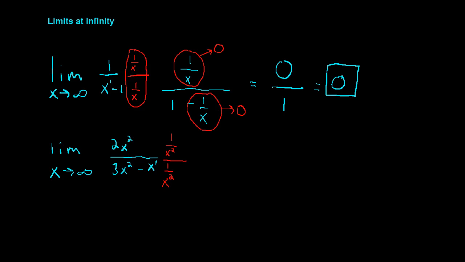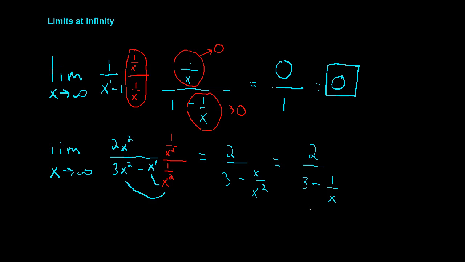Well, what's my new function? My new function is 2x squared times 1 over x squared. My x squares reduce, and I'm left with 2. In my denominator, don't forget to distribute here. If I multiply those two together, I get a 3. And if I multiply these two together, I get an x over x squared. Now that's going to reduce. So I get 2 over 3 minus 1 over x.